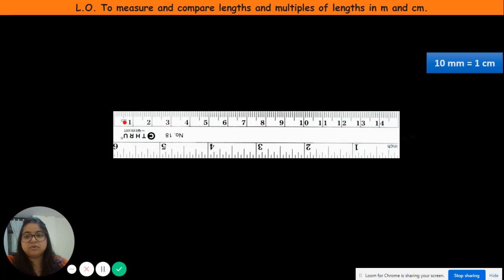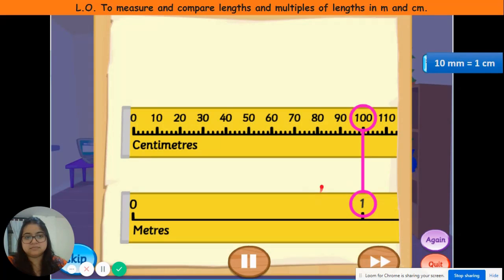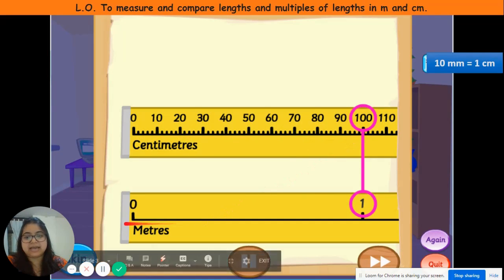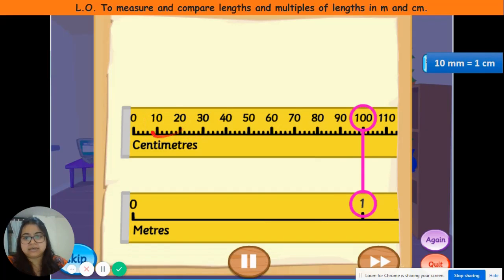We already know from this point to this point it is 1 centimeter, and 1 centimeter is equal to 10 millimeters. Now here they have shown a centimeter scale and a meter scale. Don't get confused with this centimeter scale and your ruler. Here this is slightly different. From here to here it is 10 centimeters.